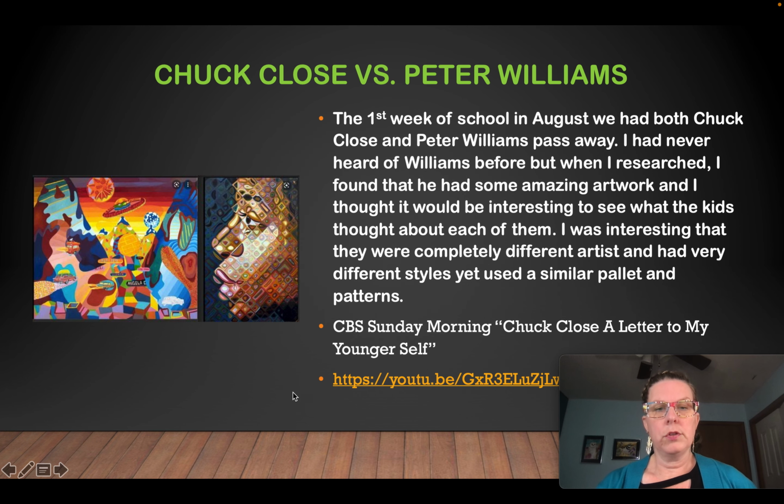This was the first one I did, and kind of what pulled me in and got me thinking about how this would work. The first week of school in August just happened to be the week that Chuck Close passed away. And I thought, this is sad, but it's a way that I can introduce this artist to the kids.